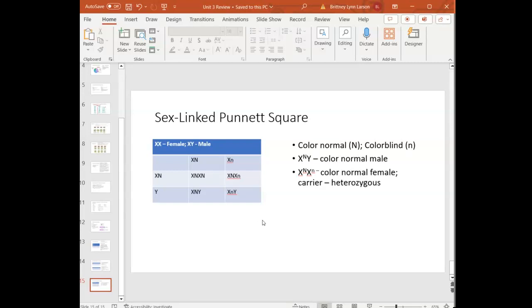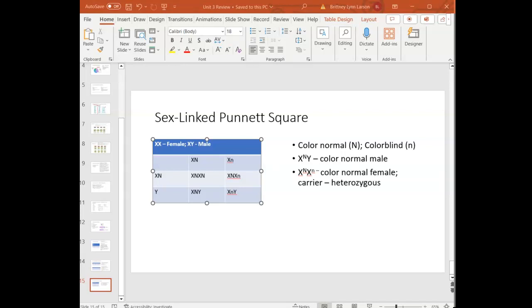Daughters can be homozygous dominant, heterozygous, or homozygous recessive. Males are just dominant or recessive. So X with a lowercase n and a Y is going to be recessive male. In order for a daughter to be recessive or to have that color blindness, she has to inherit 2 recessive traits. Okay? And then last thing is I want you guys to look really quick at a pedigree.